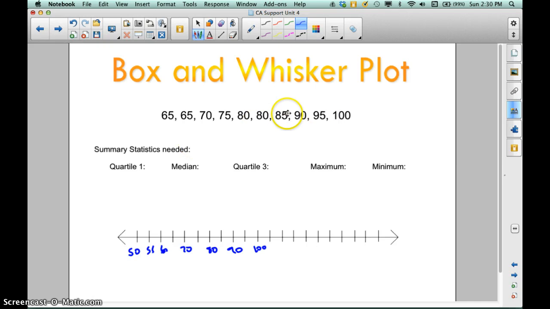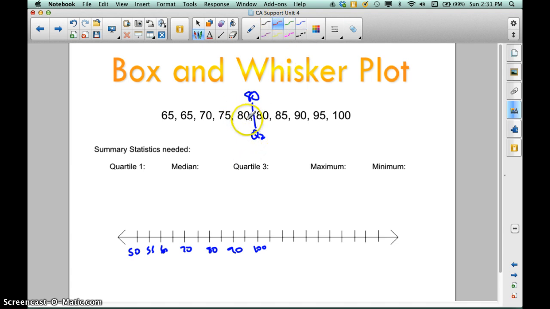Let's look at the data first. I have 1, 2, 3, 4, 5, 6, 7, 8, 9, 10 pieces of data. It's easiest to find my median first. If I have 10 pieces of data, 5 are going to be on either side of the median: 5 below the median, 5 above the median. So I can see that my median falls between these two numbers, but they're both 80, which means that the median is just 80. Remember, that's quartile 2, or the median.